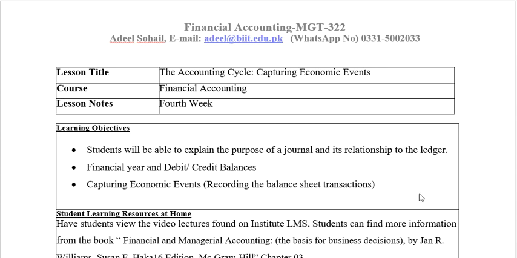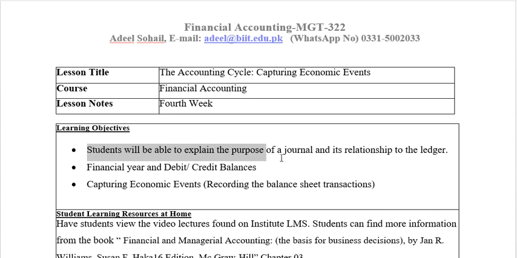And the learning objectives of this week: you will be able to get some knowledge about the accounting cycle. After studying this, you will understand some transactions, like you can understand the journal, the first step of the accounting cycle, what journalization is, and the relationship of journal entry to the ledger account. Okay, I'm talking about the first learning objective.